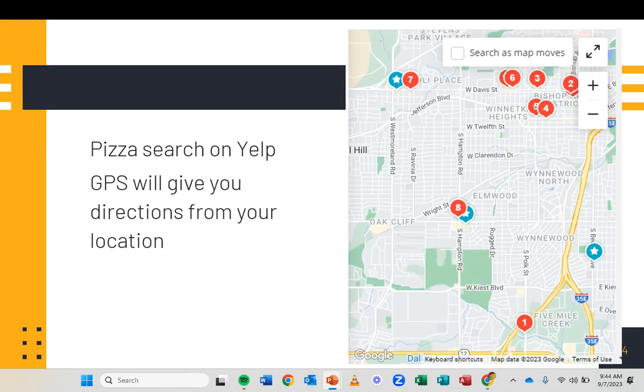Here's a pizza search I did on Yelp. You may recognize the streets, you may not. So that would be GPS.